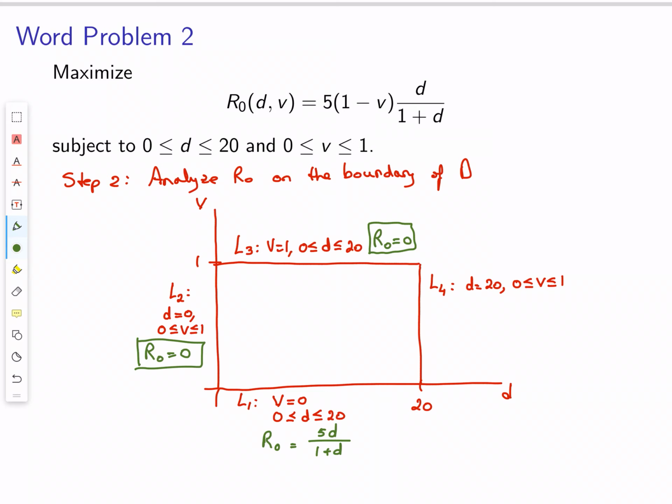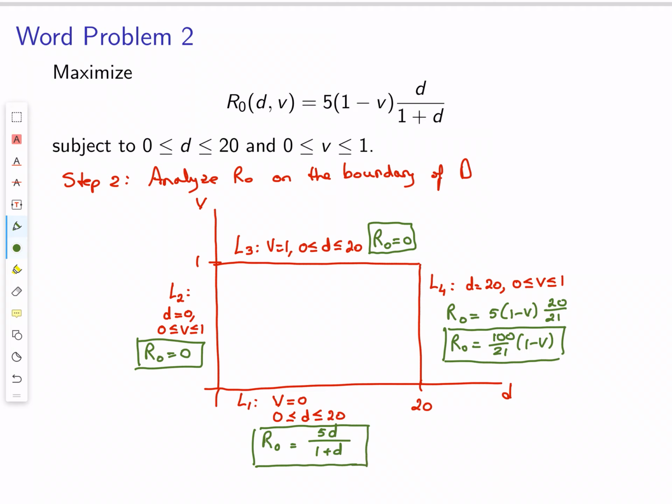And on L4, R naught is equal to 5 times 1 minus V times 20 over 21, which is equal to 100 over 21 times 1 minus V. So that's what R naught is on L4. It's really only the first one and the last one, L1 and L4, that require more work, and that's what I'll do on the next page.